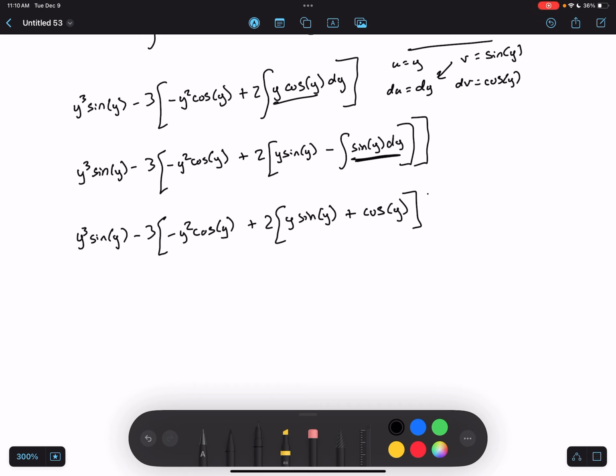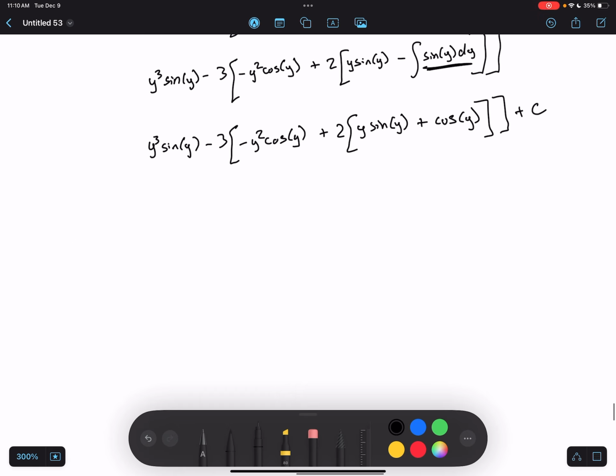Now, important to realize here, this is an indefinite integral, so it's always got to have the constant at the end. Make sure you add that every single time. So we've got y cubed sine y minus 3 times negative y squared cosine y plus 2y sine y plus 2 cosine y plus c.